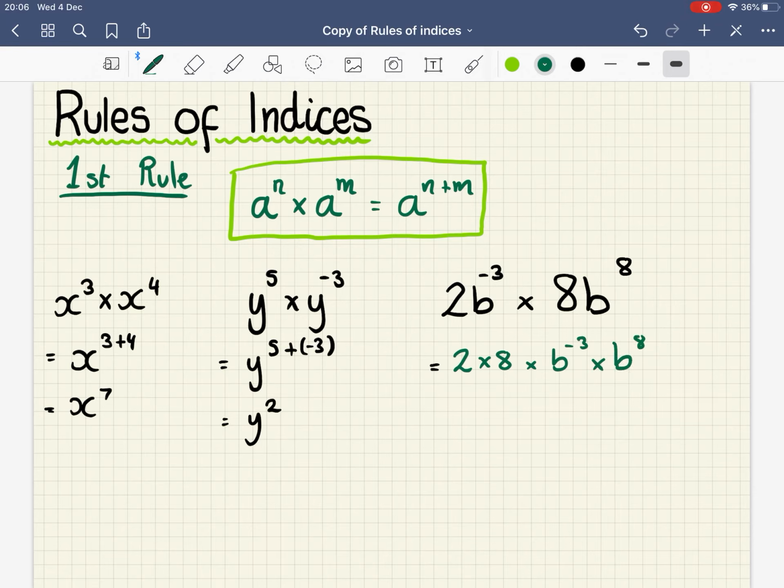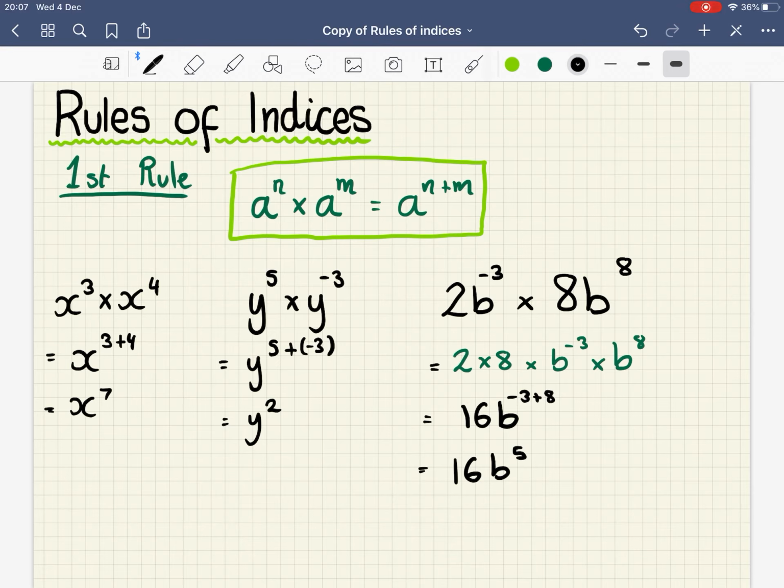Some people, if I just change this order a little bit, it helps them see what they need to do next. So I can do 2 times 8, which gives me 16. And then I've got b to the power minus 3 times b to the power 8. So that means I'm doing minus 3 add 8. So my final answer is going to be 16b to the power of 5.